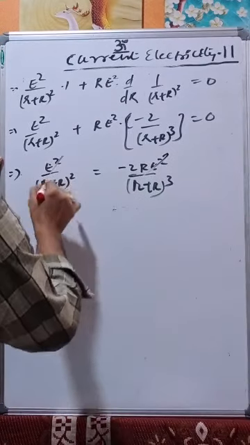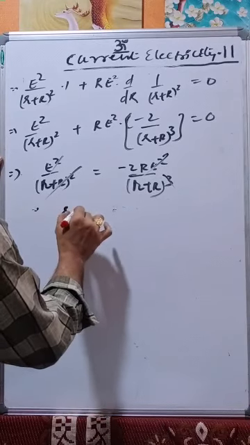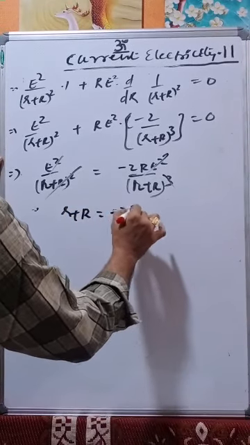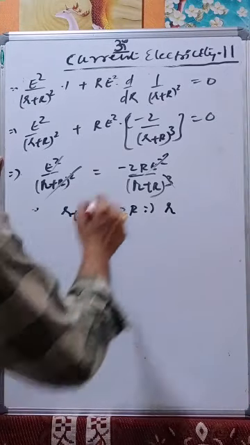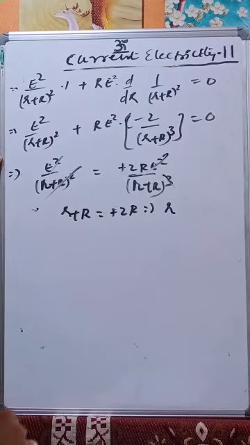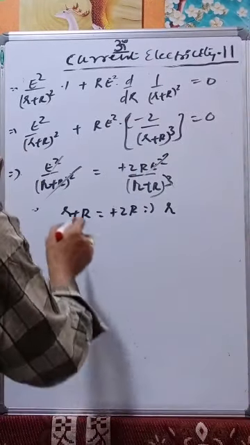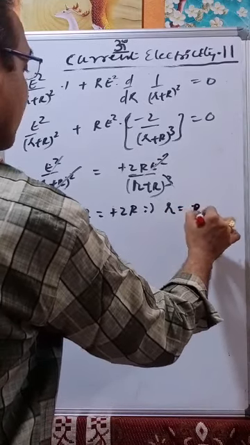E square, r plus r square is cancelled here. This implies r plus r is equal to minus 2r. This will go this side, so it will be plus. Therefore r plus r is equal to r, implies r is equal to r.